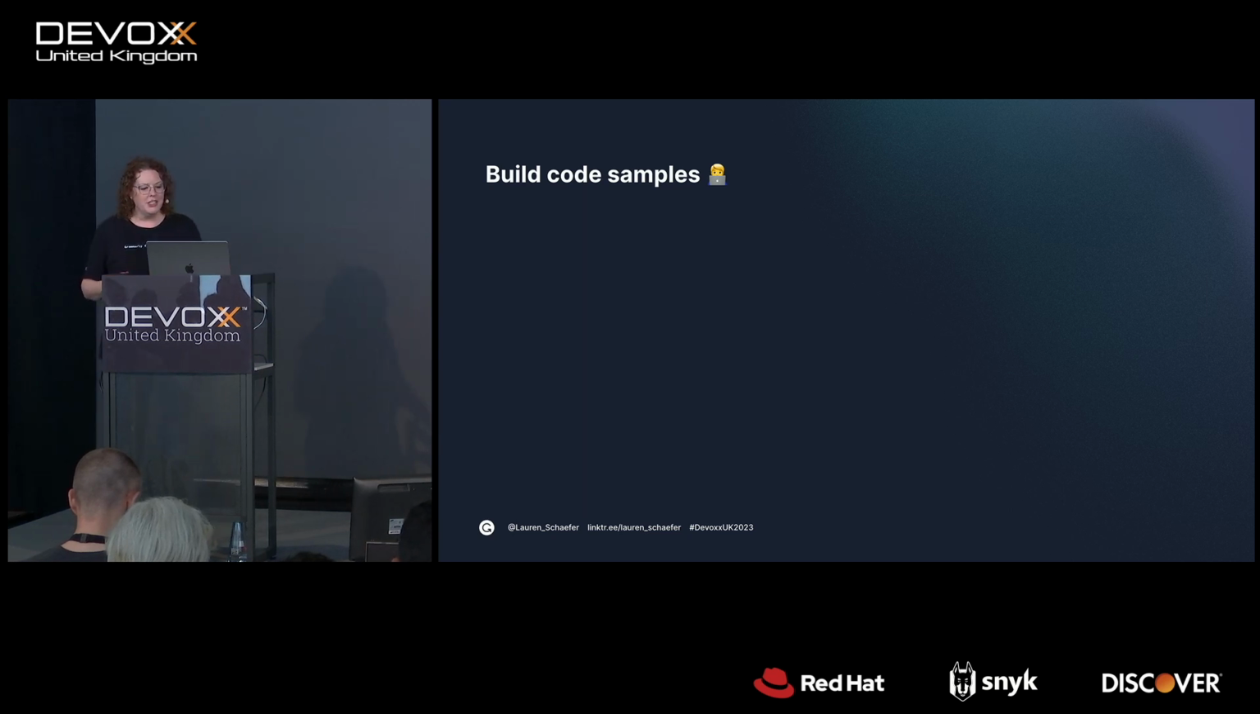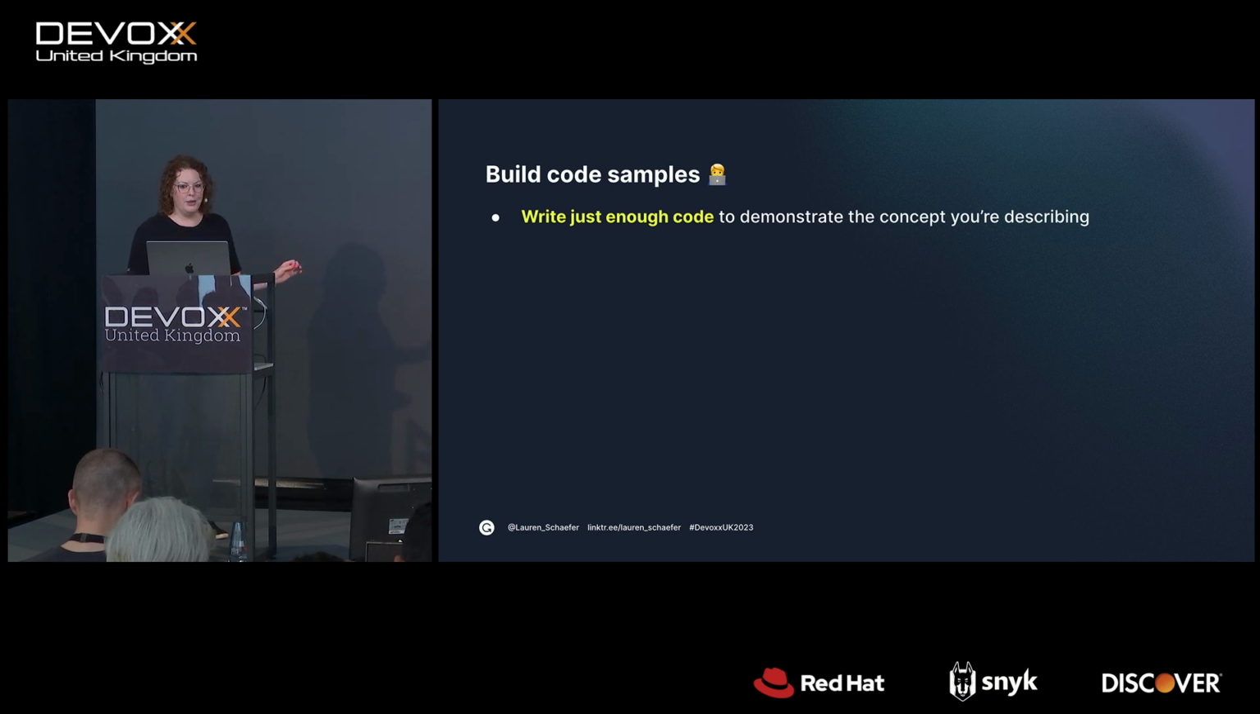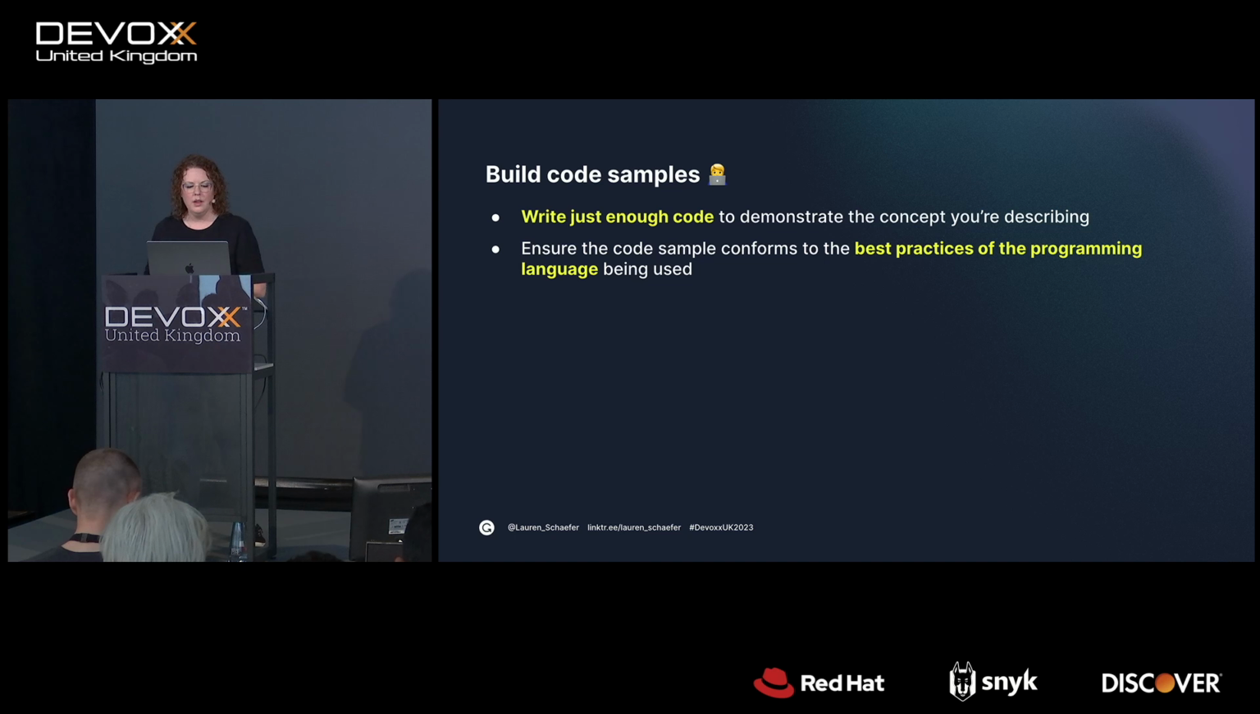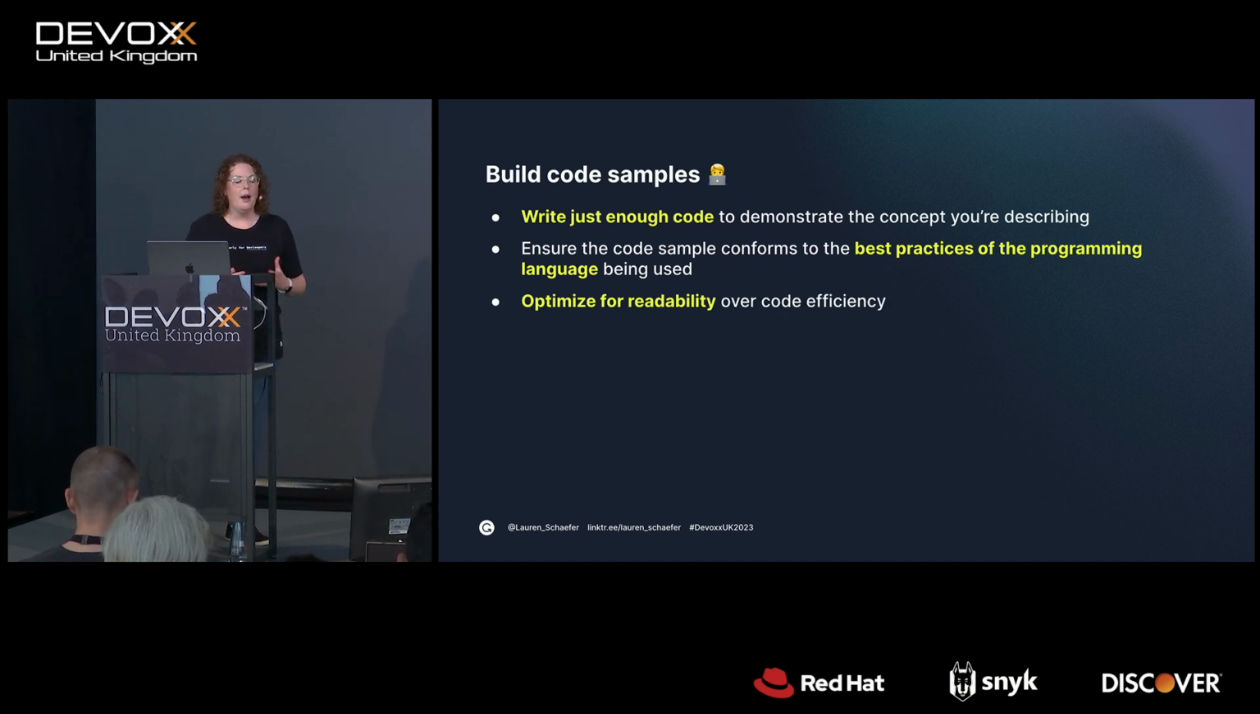So here are some recommendations for building code samples. Write just enough code to demonstrate the concept you're describing. You want your code samples to be clear and concise. Don't try to pile too much in them. Ensure the code sample conforms to the best practices of the programming language being used. Make sure it's idiomatic, right? You want Python to feel like Python. You want Java to feel like Java. Optimize for readability over code efficiency or really anything else.